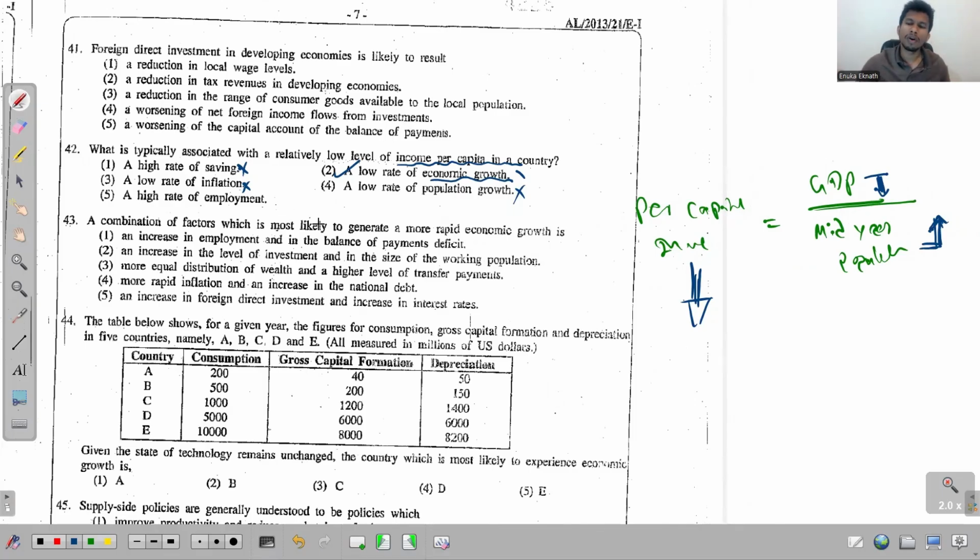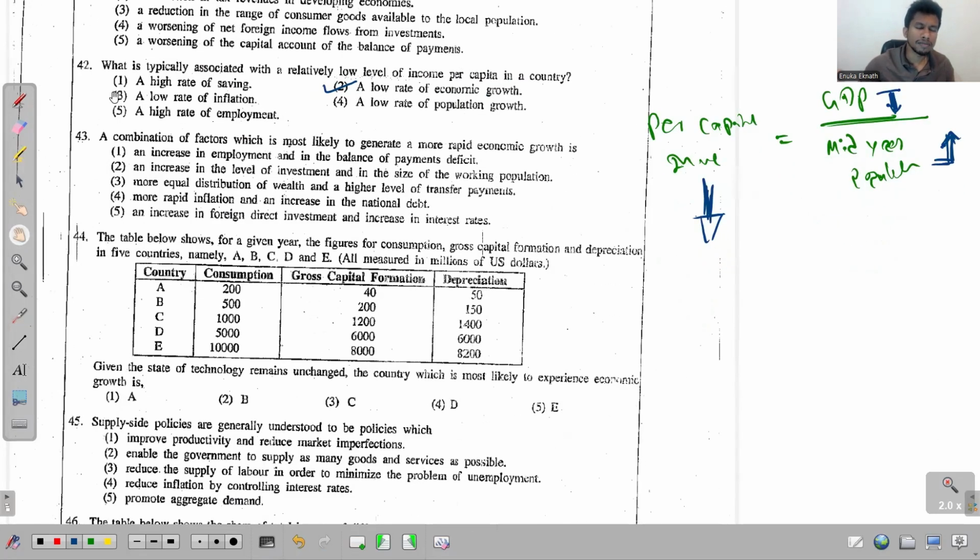High rate of employment. No. If GDP is low due to this low per capita income, then there will be a lower rate of employment. Unemployment will be high. And out of the given answers, the only acceptable answer for this question 42 will be the second one.